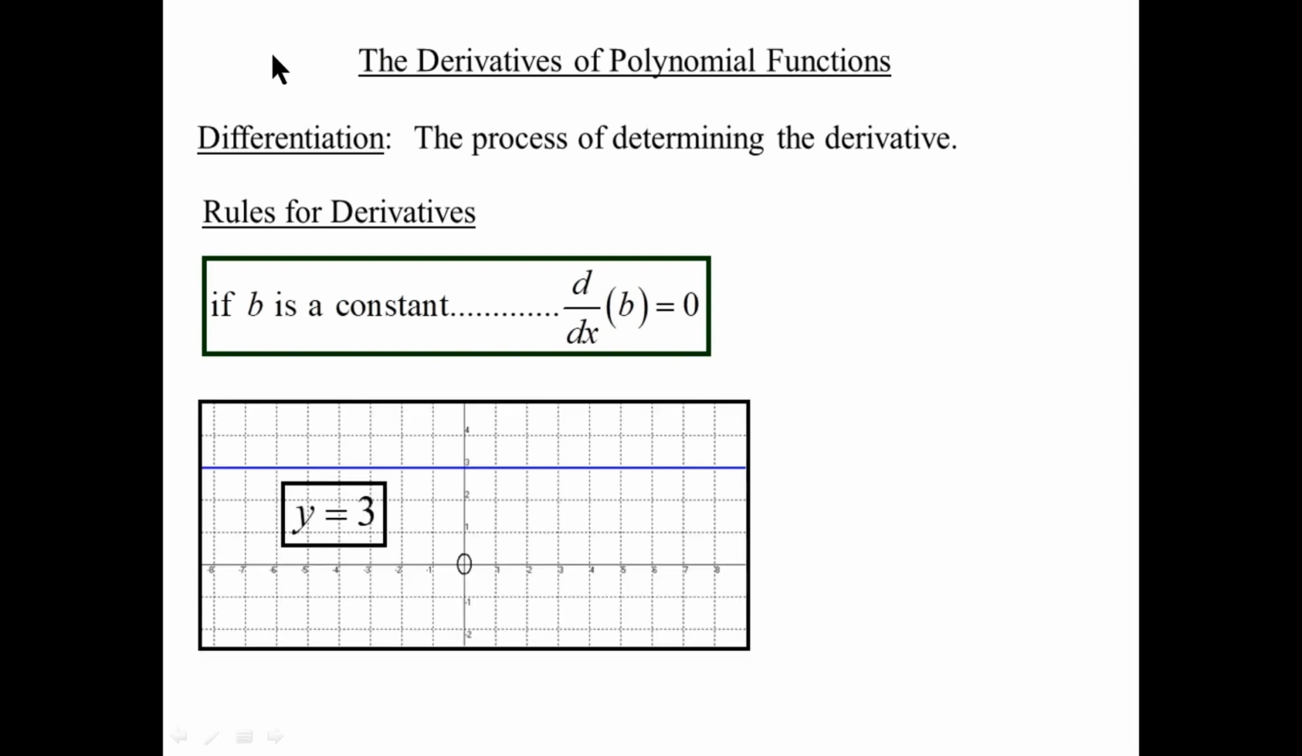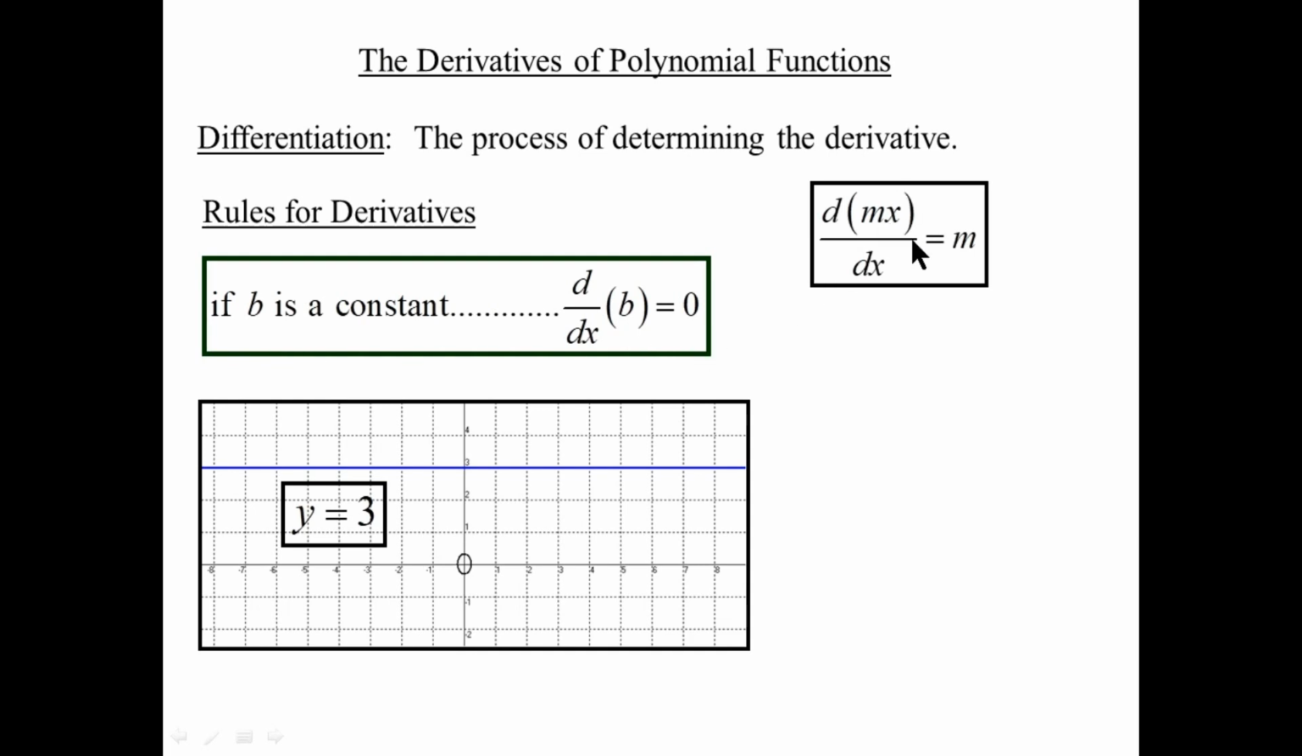So here's why. Here's a picture of y equals 3, this blue line. Well, we can see that this blue line doesn't rise. So rise over run will always be 0. The slope of a horizontal line is 0, and y equals 3 is a horizontal line, so the derivative of a constant is 0.